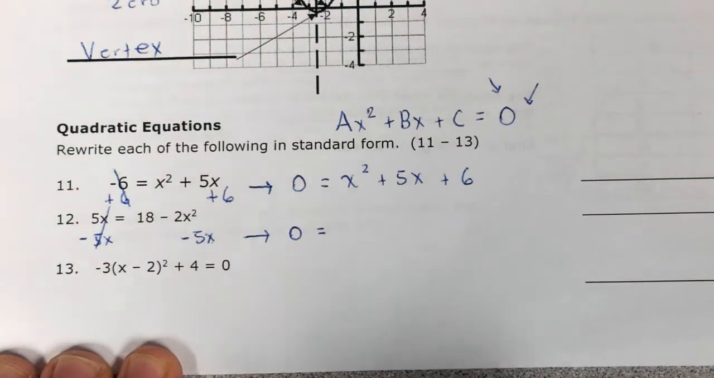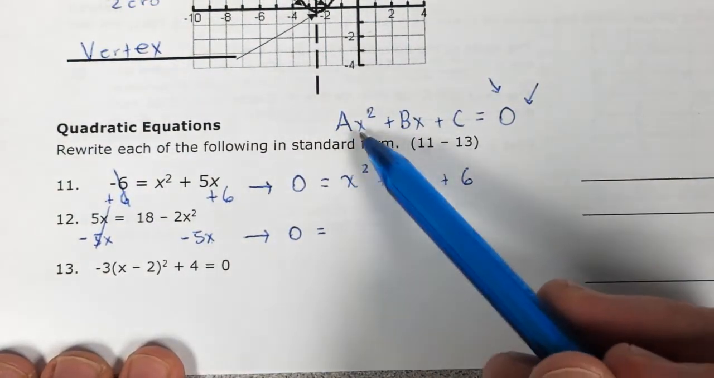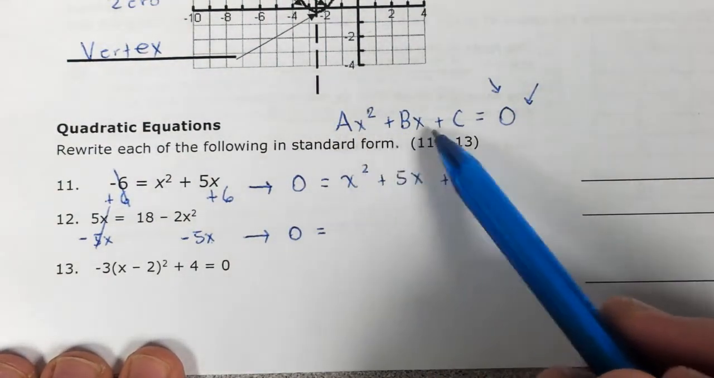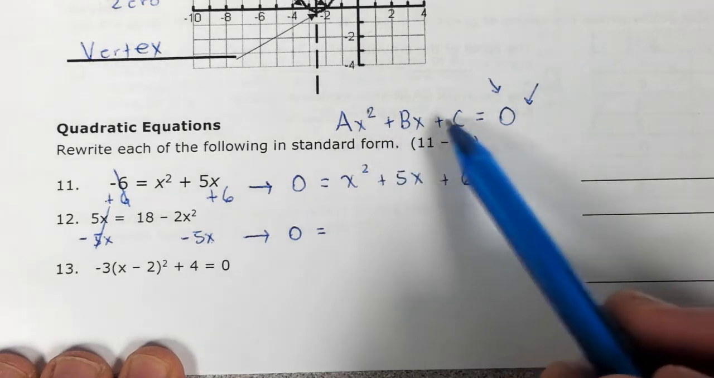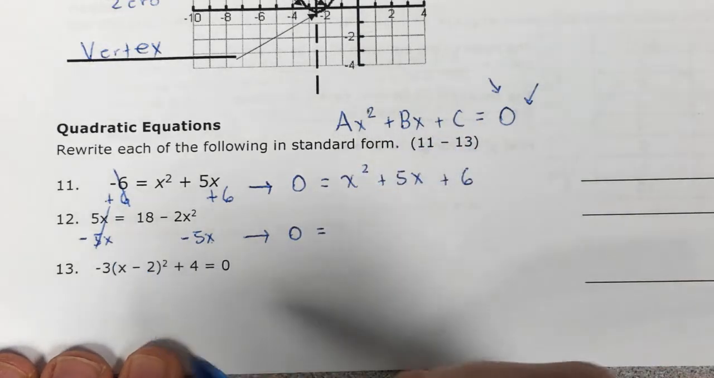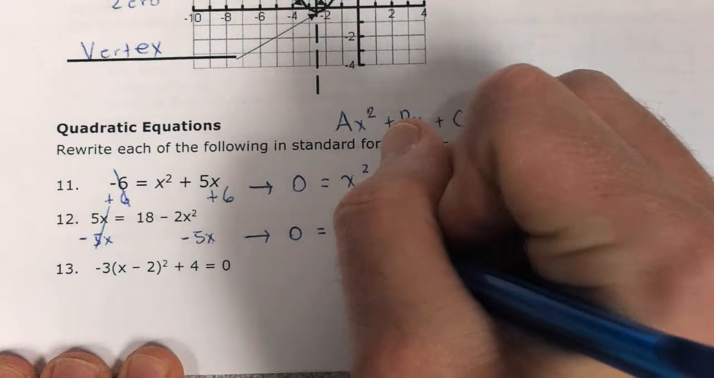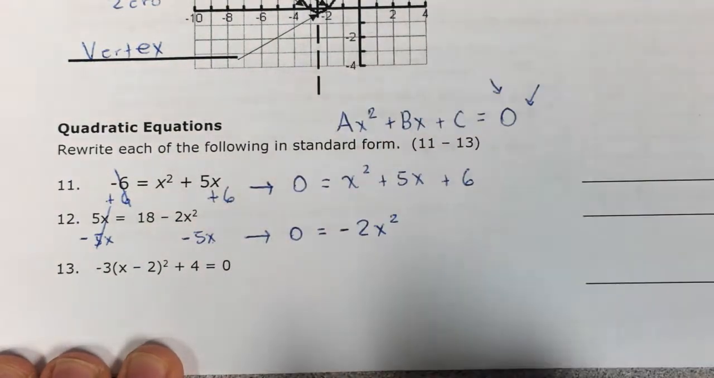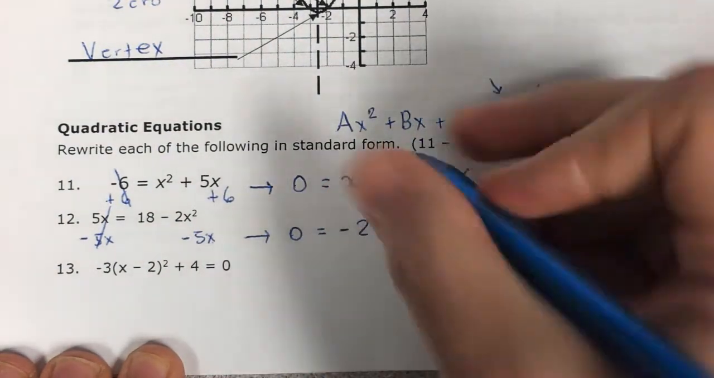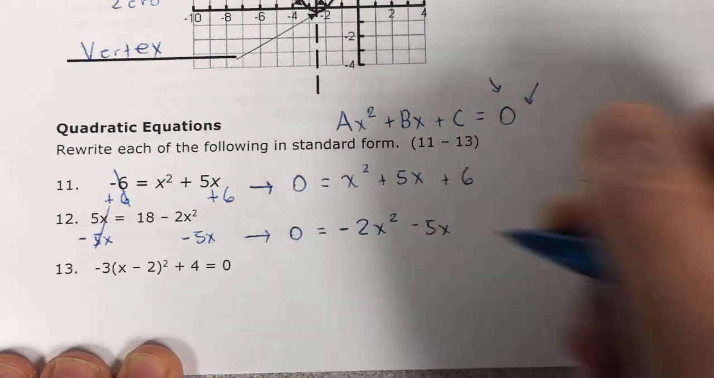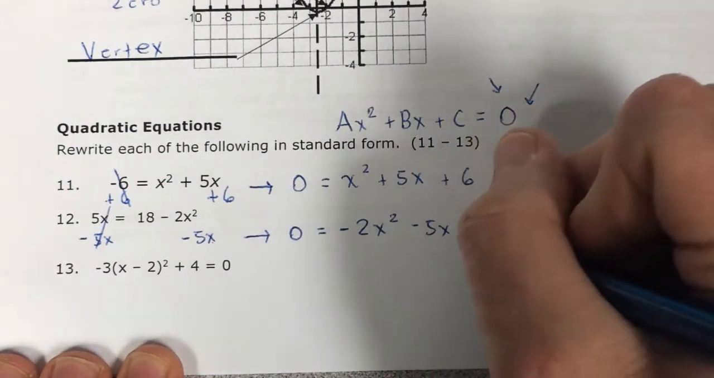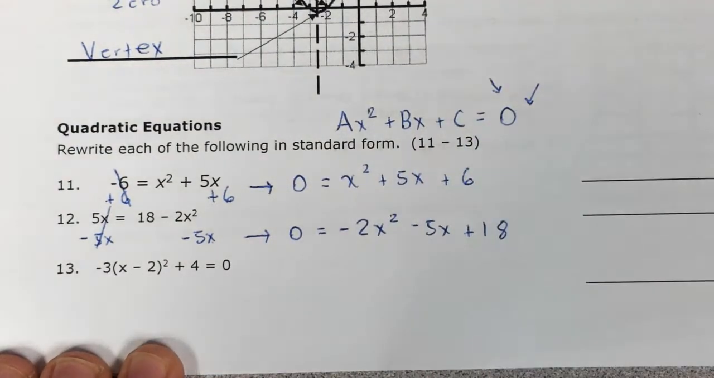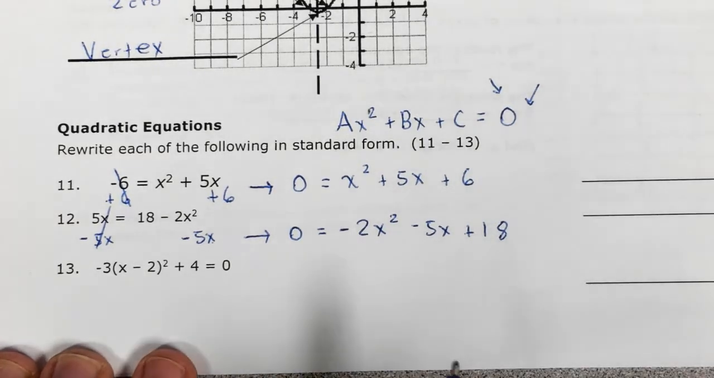0 is equal to, now remember, my x squared term comes first, then my x term, and then my number. So I have negative 2x squared. Then I have minus 5x. And then I have plus 18. Now that is in standard form, and I'm good to go.